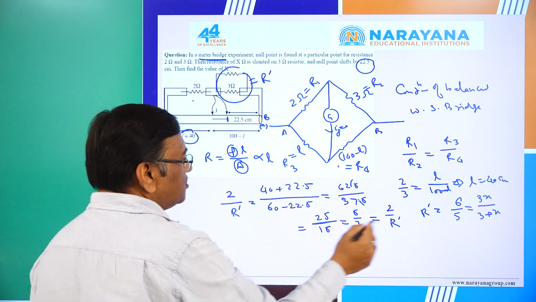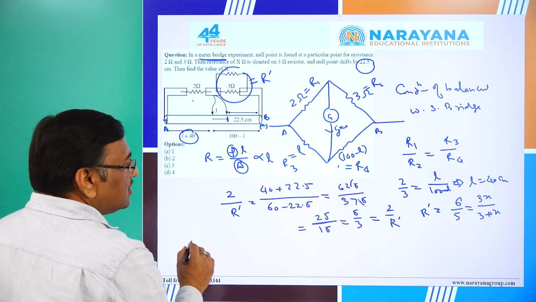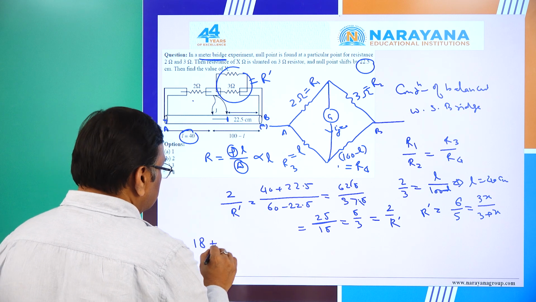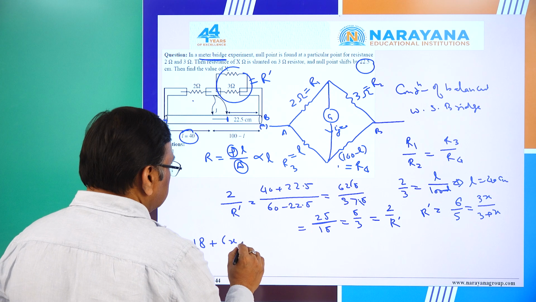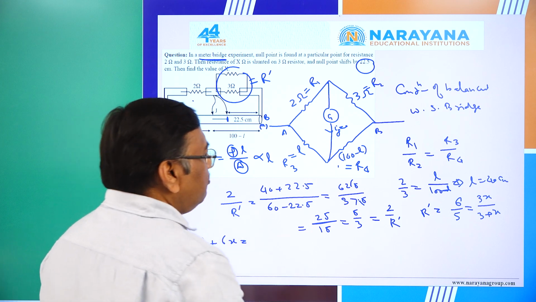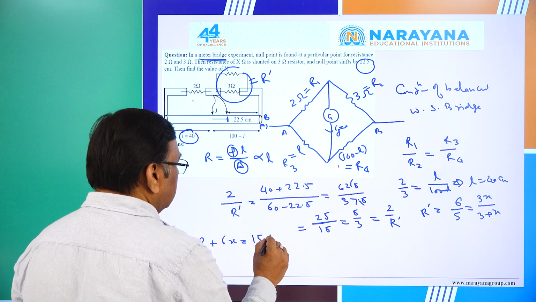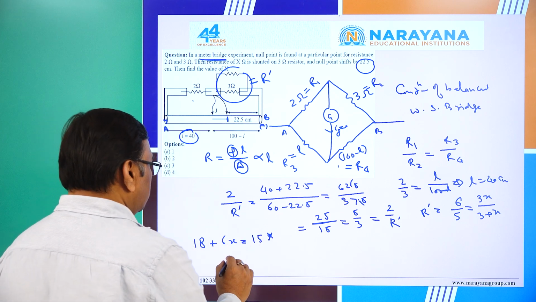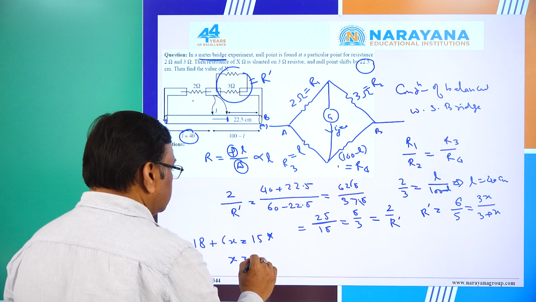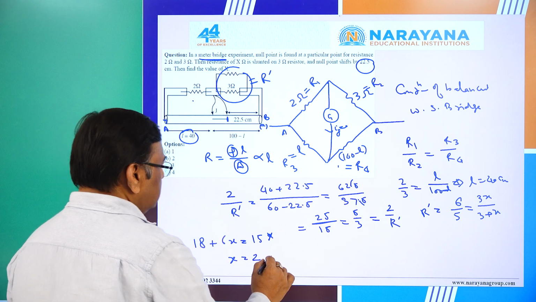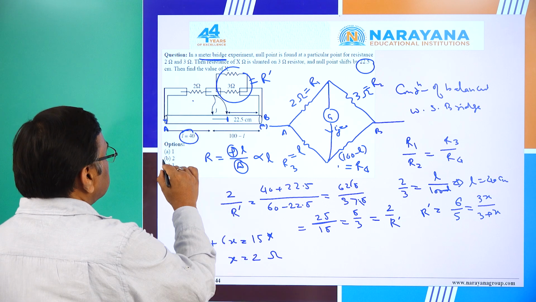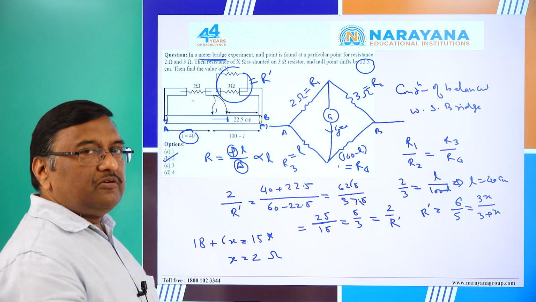Once we write this here, if you simplify this thing, I hope it's easy again. 6 into 3 is going to give you how much? 18 plus how much the value? 6x is equal to 15x. If I write this, 15x minus 6x is 9x is equal to 18, so x definitely is going to be 2. So that means your resistance x must be 2 ohm. So out of these you can see yes, B should be the right answer for this question.